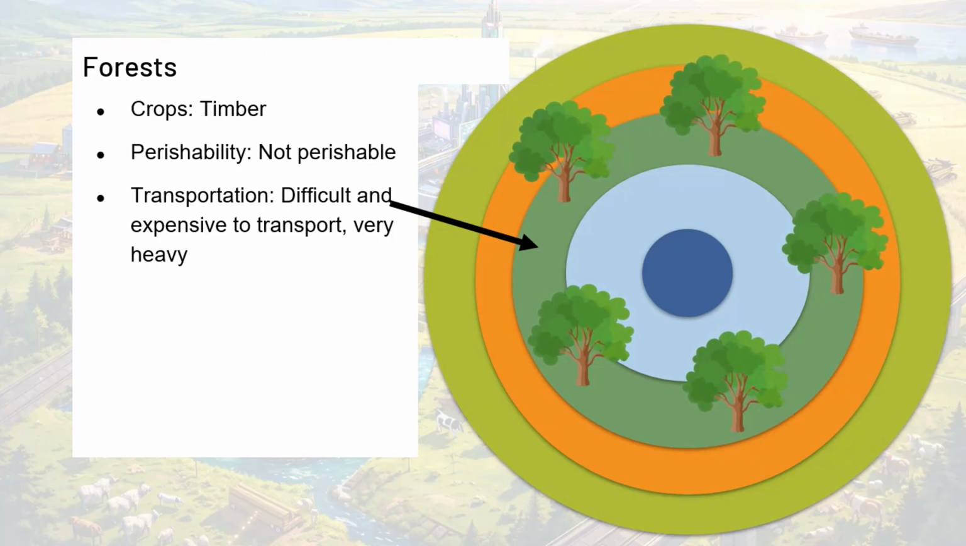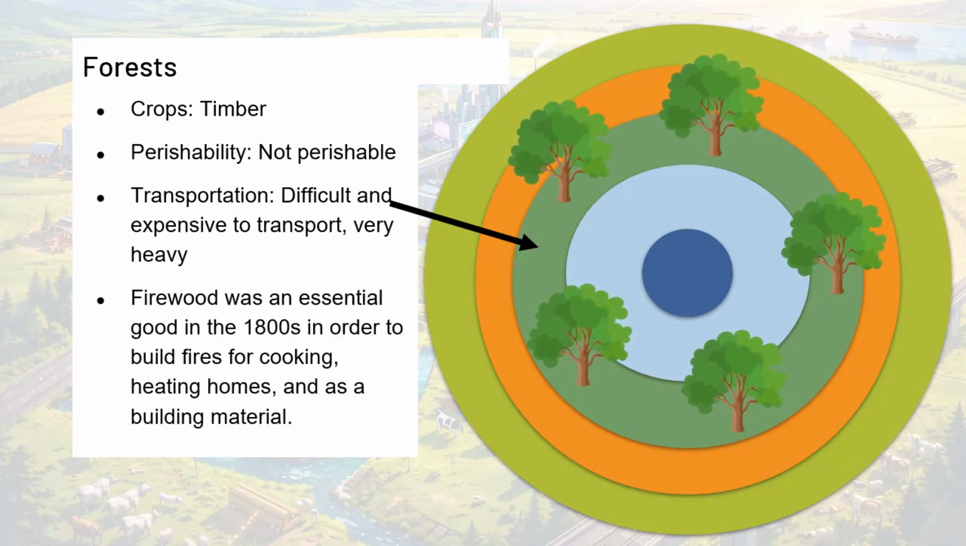It can sit one ring out, close enough to manage transportation costs, far enough to avoid the most expensive land. And wood was not optional back then. It was essential. Heating, cooking, building houses. It was giving survival mode, not aesthetic Pinterest cabin vibes, so the city constantly demanded it.